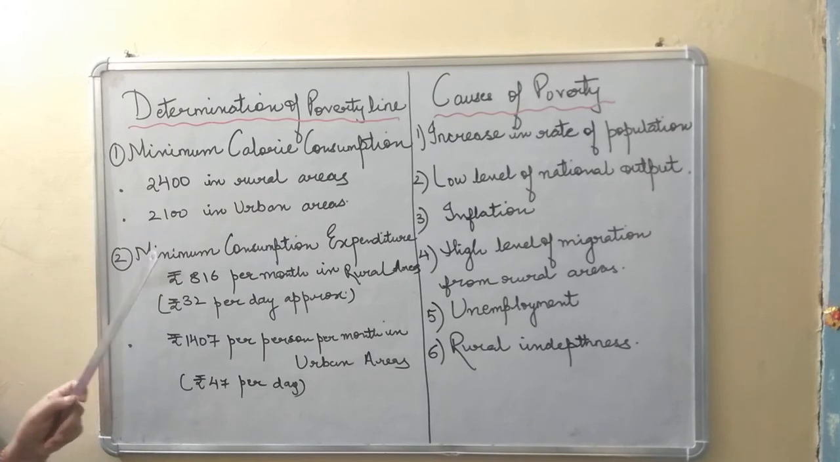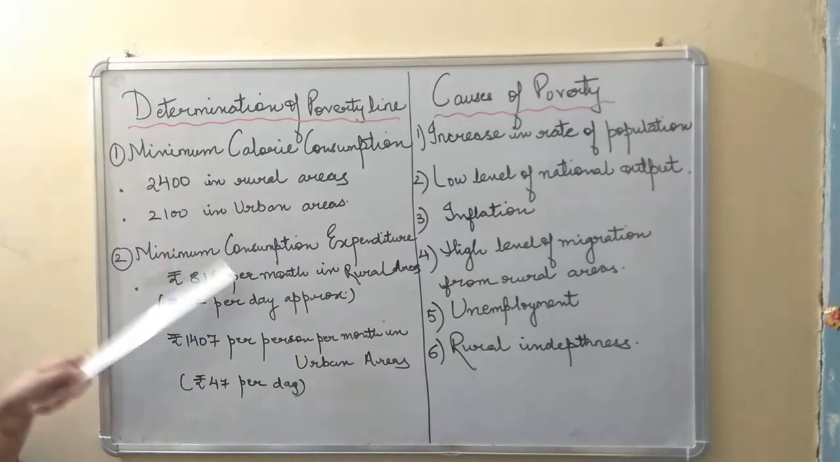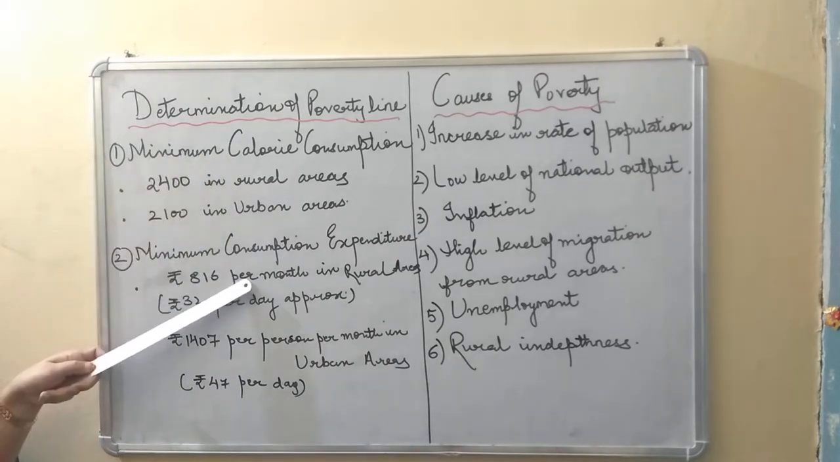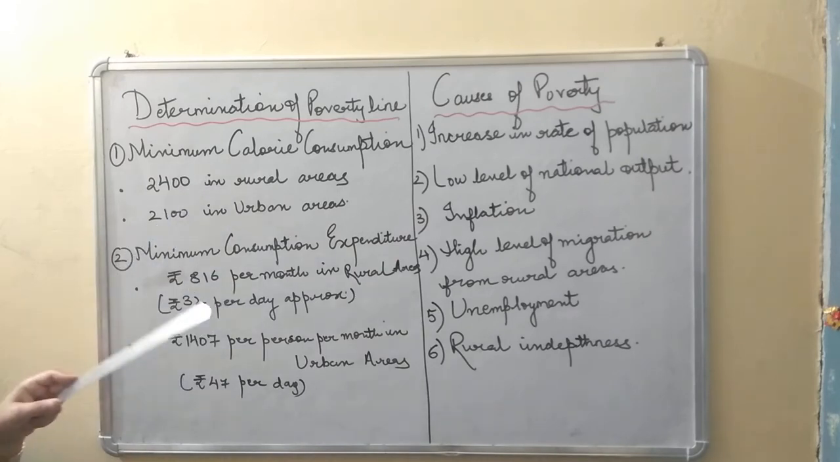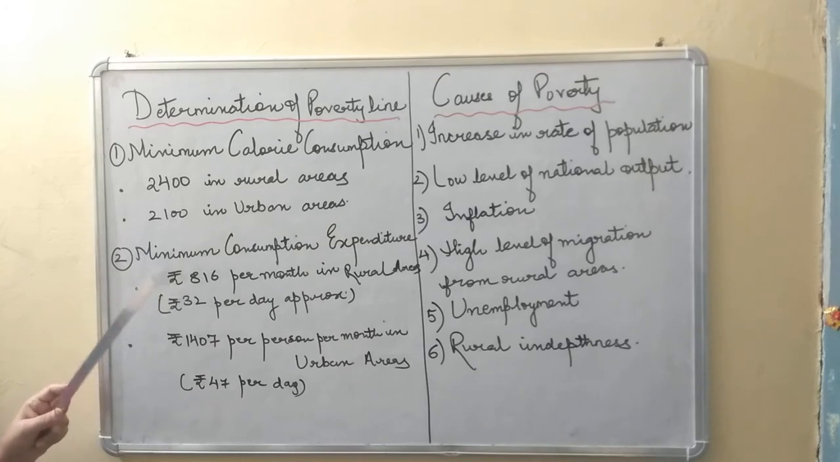Now let us see, children, who the government considers poor, and who is non-poor. Basically, the poverty line is determined in two ways. These are the two ways in which the poverty line is determined. Both ways are based on calorie consumption, and this has been decided by the government. We will see the determination of poverty line by combining both these ways.